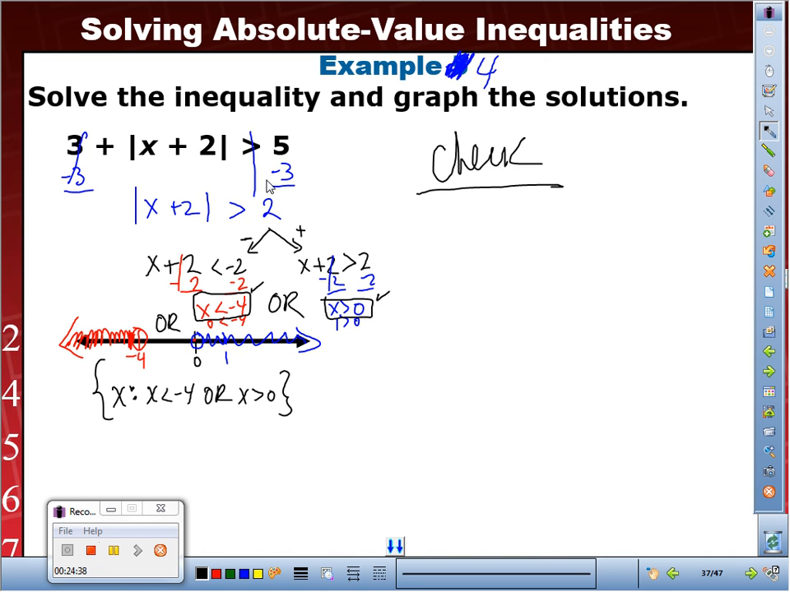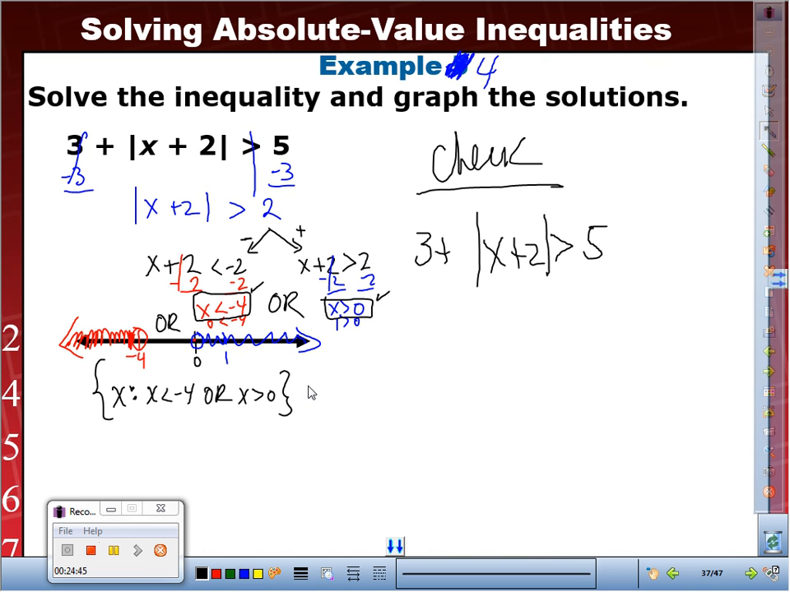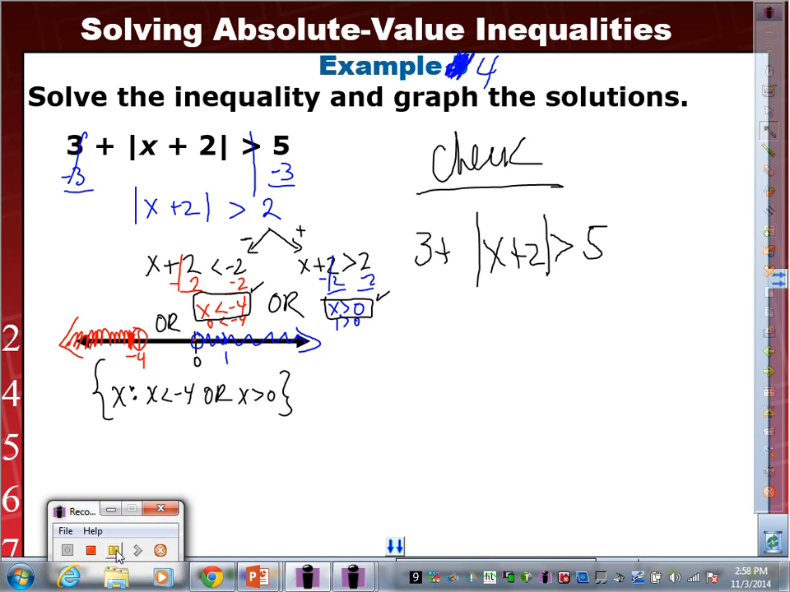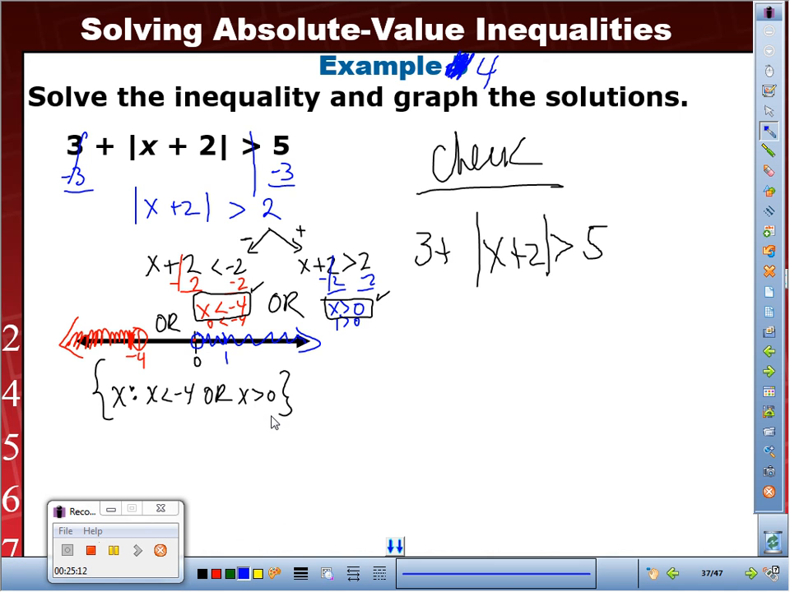I write 3 plus absolute value x plus 2 greater than 5. I'm going to use, for this one, with that said, the solution, according to what we wrote, is this one or this one. What does that mean? That it could be either this side or that side. Let's see. I'm going to choose a number from this side. Which number should I substitute? 2? Okay, I'm going to substitute 2, which is about right here.